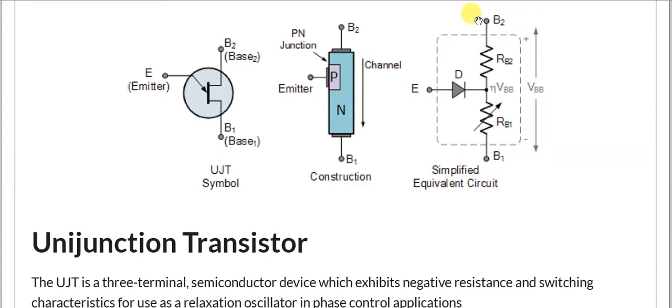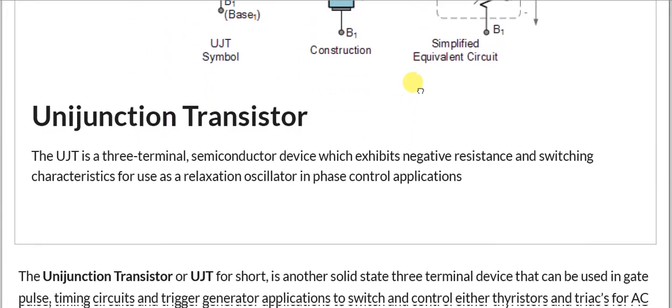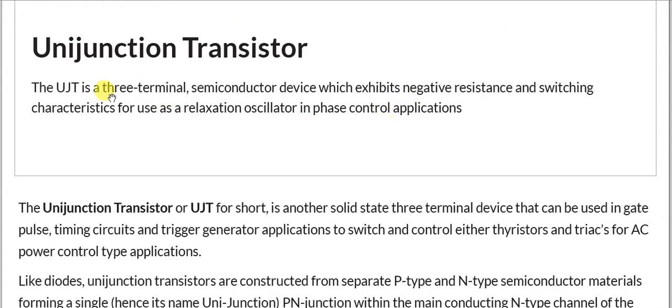The voltage applied between base 1 and base 2 is VBB, and the voltage drop across RB1 is eta times VBB. This is the diode D, a P-N junction diode, and its positive side is connected to the emitter. So this is the construction. Now let's move to the unijunction transistor.